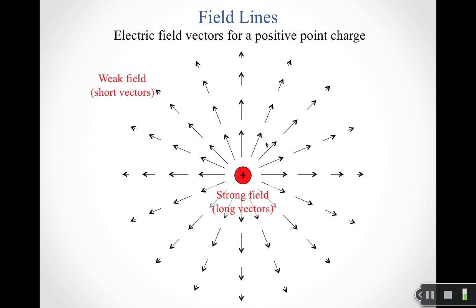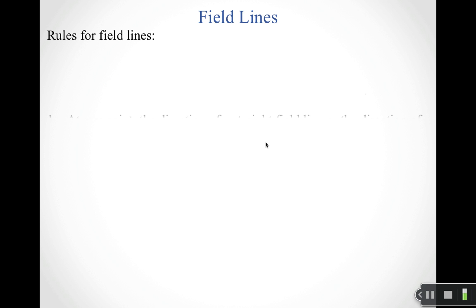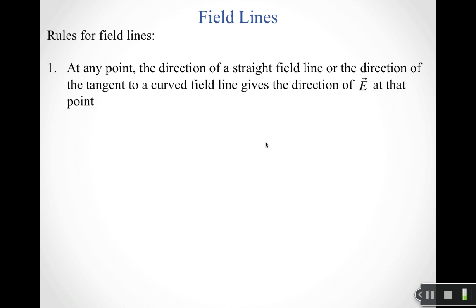So this is how, using vectors, we represent the two important pieces of information about the electric field, magnitude and direction. If we want to use electric field lines, we've got to have those same two pieces of information. And so there are some rules that we have for doing that. So the first one is, at any point, the field line has to tell you the direction. If the field line is straight, it points in the direction of the electric field. If the field line is curved, then the tangent to that curve at the point you're interested in tells you the direction of the electric field.